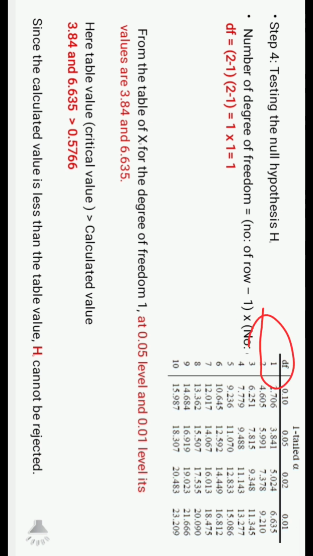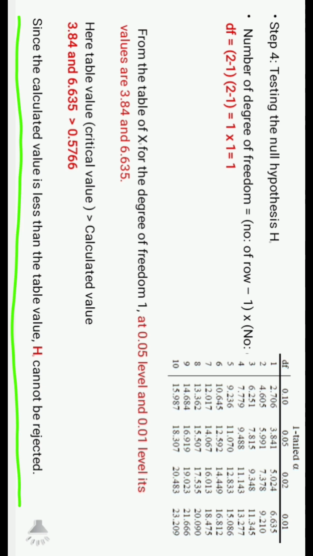The chi-square values at degree of freedom 1 at the 0.05 level and 0.01 level are 3.84 and 6.635 respectively, which are greater than the calculated value 0.5766. Therefore, the null hypothesis H cannot be rejected in this calculation. The calculated value is less than the table value.